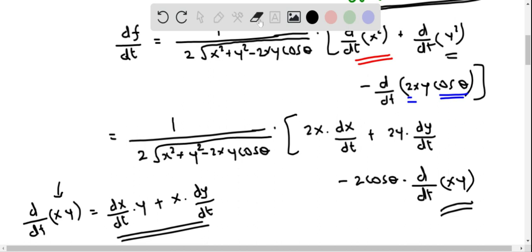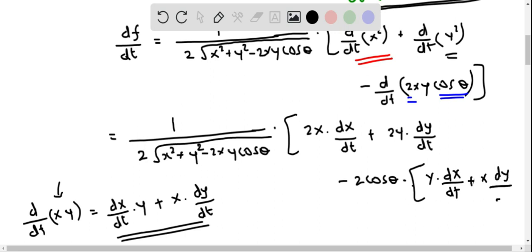I'm going to replace that over here. So I can just remove this and multiply with this expression. I can write this as y times dx over dt plus x times dy over dt. I can just erase this.